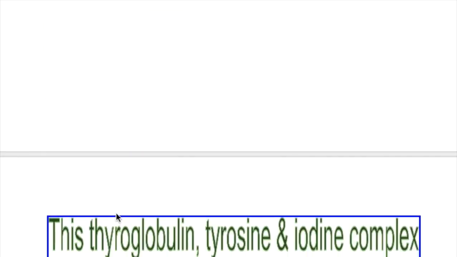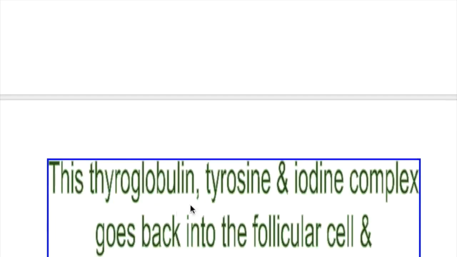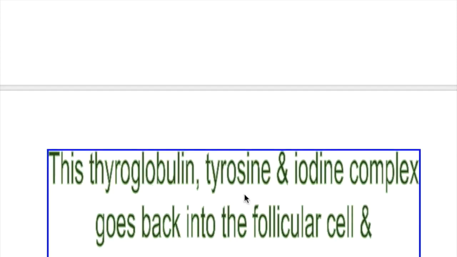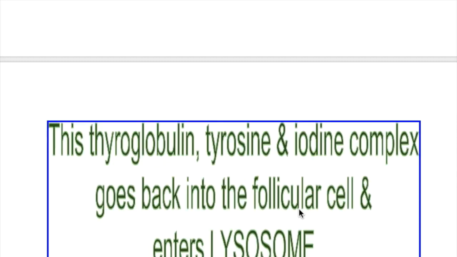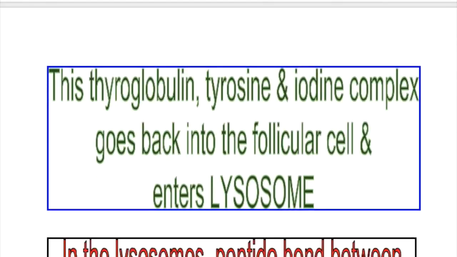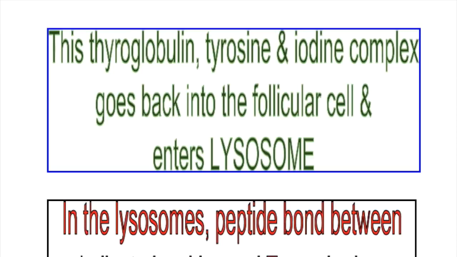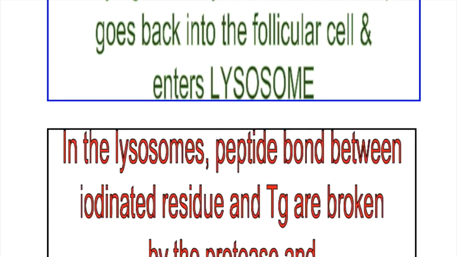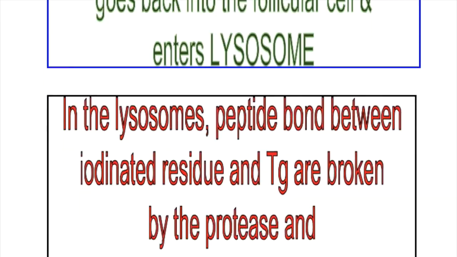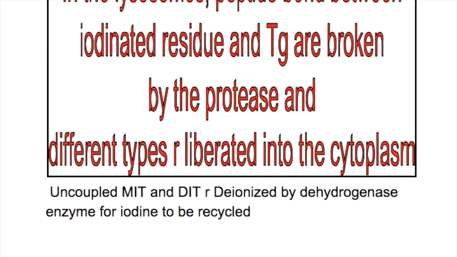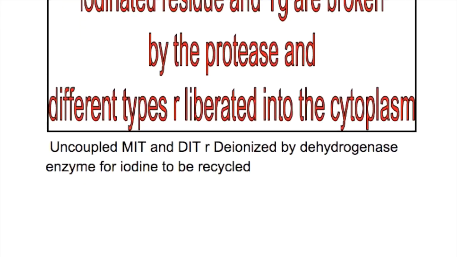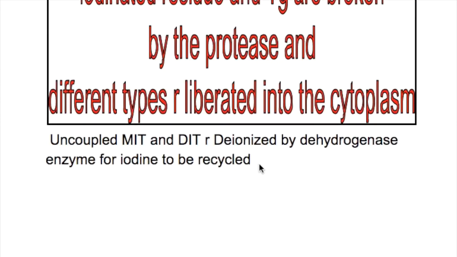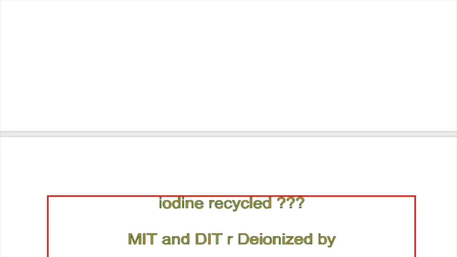And then what happens to this complex of thyroglobulin, tyrosine and iodine? How is thyroglobulin detached from the hormone? This thyroglobulin, tyrosine, iodine complex goes back into the follicular cells and enters the lysosome. And what happens in the lysosome? In the lysosome, peptide bonds between iodinated residues and thyroglobulin are broken by protease, and thyroid hormones are liberated, and thyroglobulin is digested by the follicular cell. So what happens to the uncoupled monoiodotyrosine and diiodotyrosine? They are deiodinated by dehalogenase enzyme for iodine to be recycled. This is how iodine is recycled.